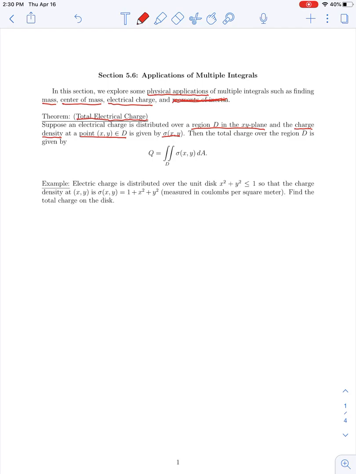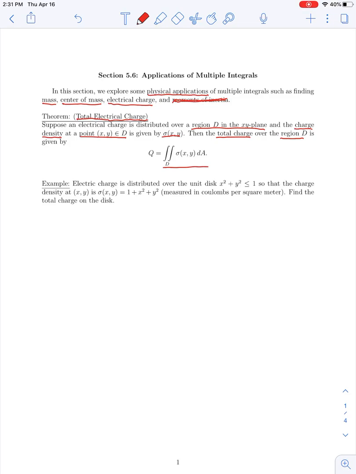So if we have some, say, metal plate, which is having an electrical charge distributed maybe unevenly over that plate, so we have a larger charge density at certain points on our plate than other points, how could we determine the total charge over that region D? So this theorem says that the total charge would be found by evaluating the double integral of that charge density function, sigma, over our plane region D. And here we're using capital Q to denote that total charge.